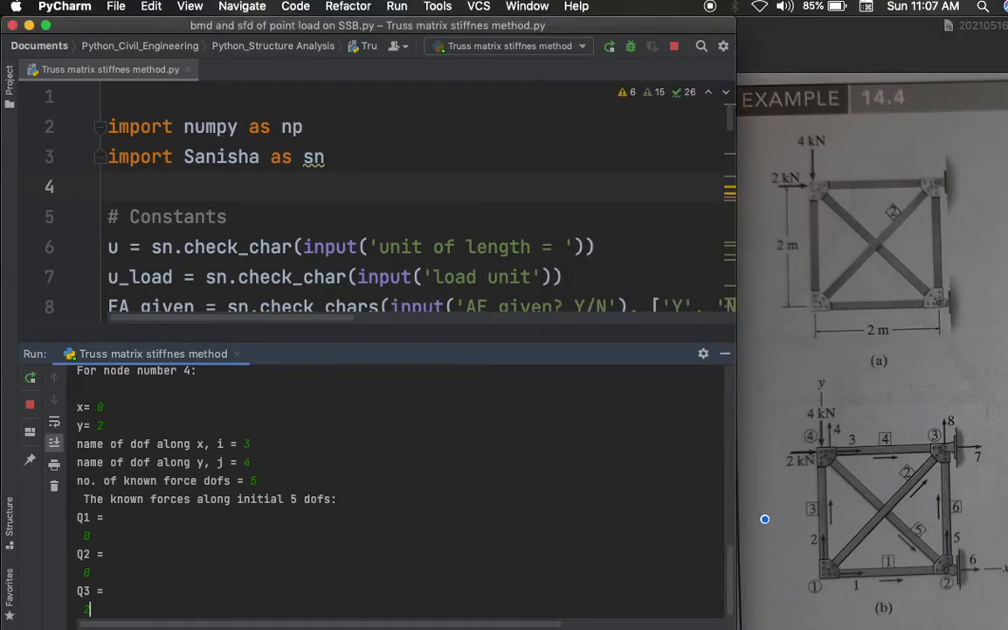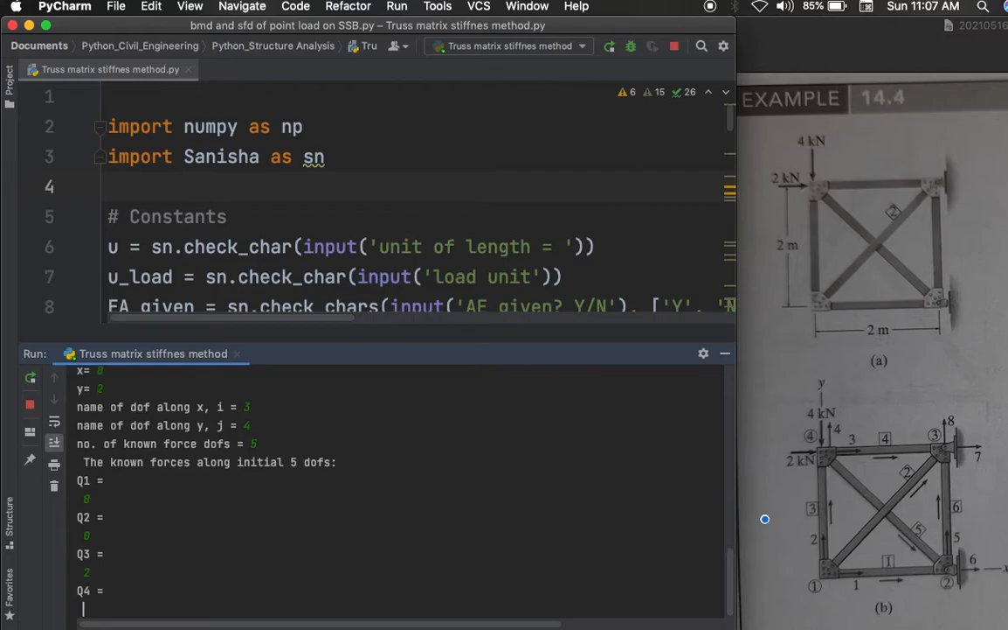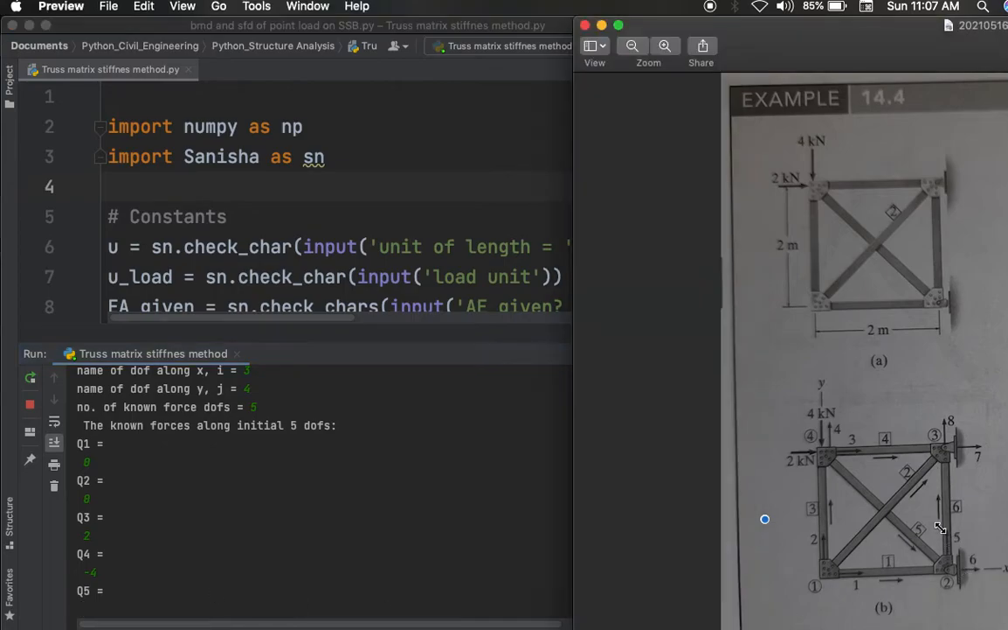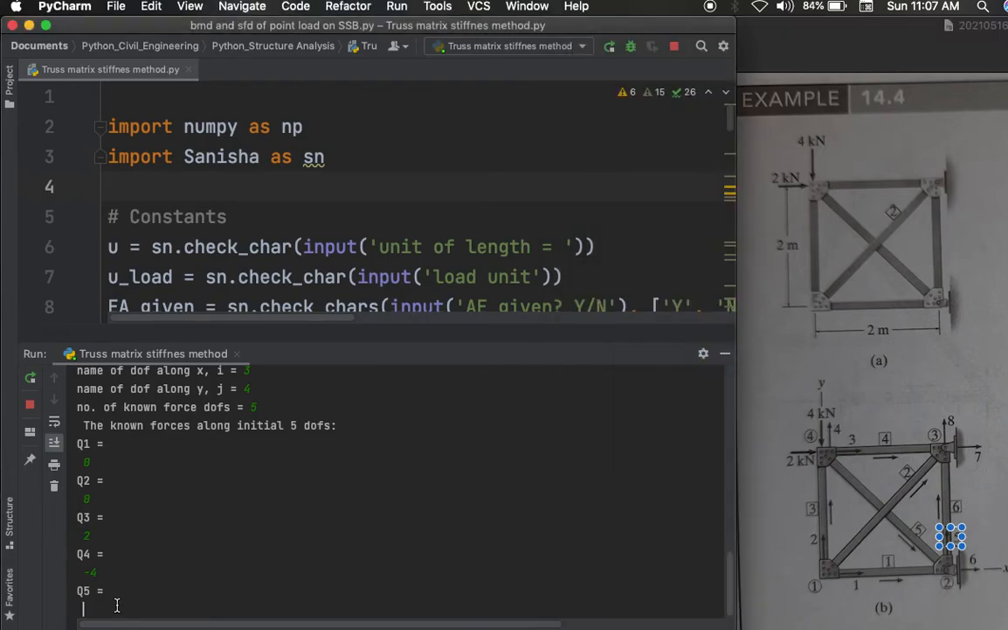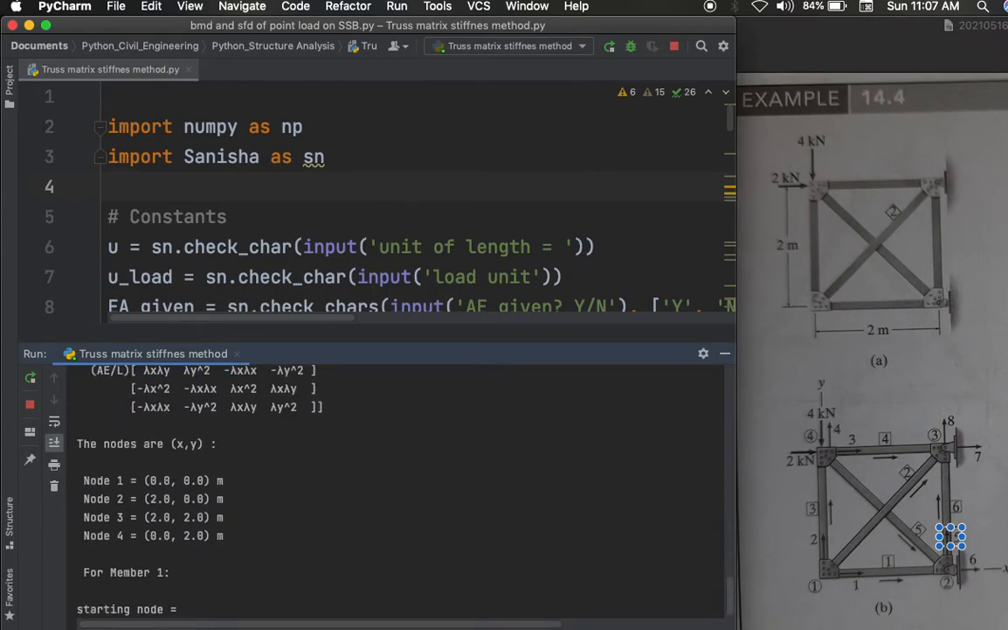Don't put the kilonewton here, only put the float or integer values. And along 4 there is minus 4. Units we have already put in the initial part. Okay, and along the 5th direction there is no force, right? There is no force here, so I will put 0.